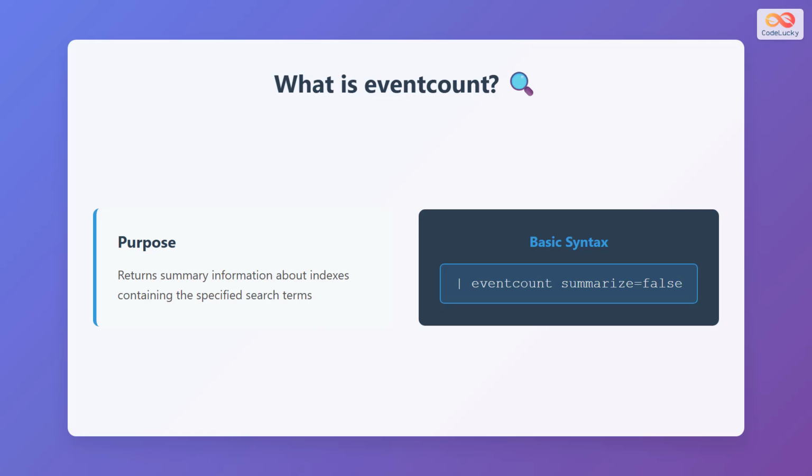The eventcount command returns summary information about indexes that contain your specified search terms. Its primary purpose is to provide administrators and analysts with a comprehensive overview of data distribution across the Splunk infrastructure. The basic syntax is pipe symbol eventcount summarize equals false. When you run this command, it gives you detailed statistics about your indexes without summarizing the results, allowing you to see granular information about each index separately. This command is particularly useful when you need to understand which indexes are consuming the most storage space or processing the highest volume of events.